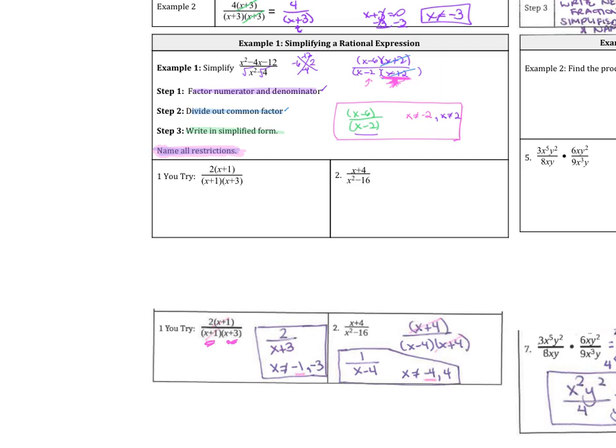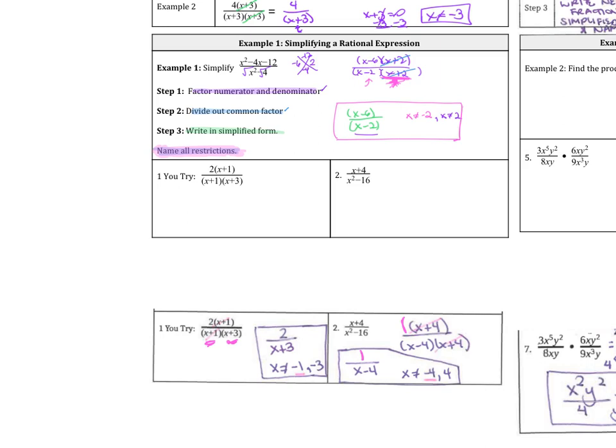For number 2, you have to factor the denominator. And so that factors to x minus 4 times x plus 4. And then the x plus 4 cancels out. Now be careful. There is an invisible 1 up here. So it's still 1 over x minus 4. And then name the restrictions of -4 and 4.